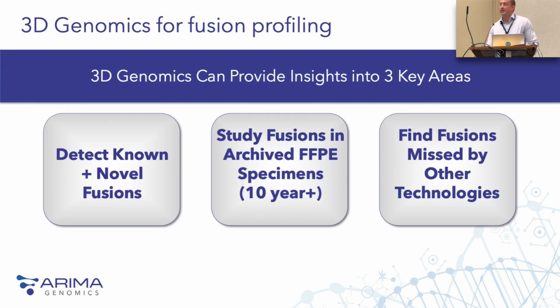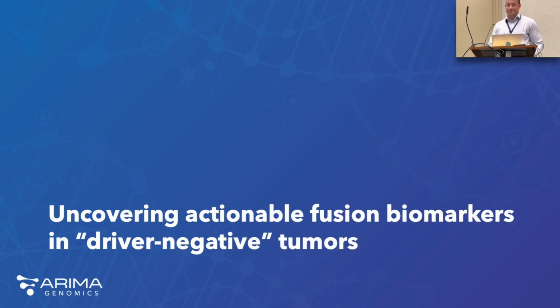So a couple, I would say, key takeaways so far is using this 3D genomics approach can provide a few key insights. I think the first one, which I'll talk about briefly, is just the ability to detect known fusions. It's not just for finding novel fusions, but it can also find known fusions that are found by other methods like FISH or RNA or DNA sequencing. I'll show you that we can go back in time and profile old archival FFPE specimens from 10 plus years old. And third, we can find fusions that are not detected or missed by other technologies.